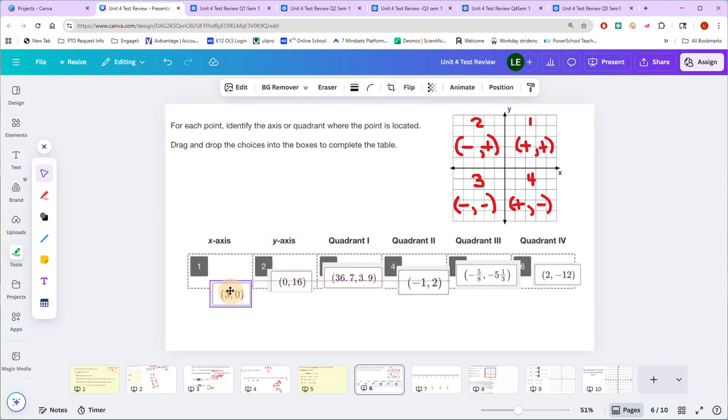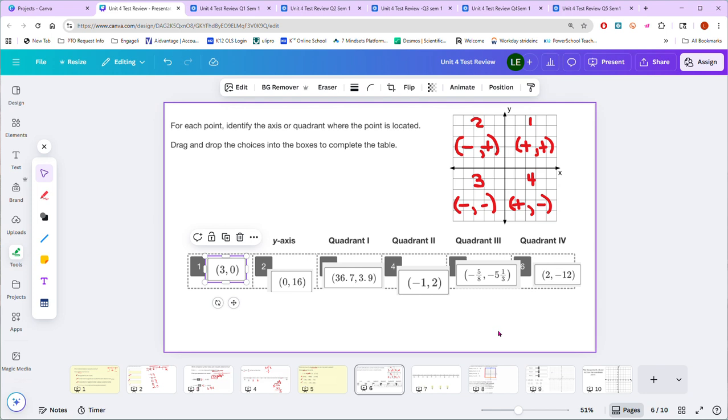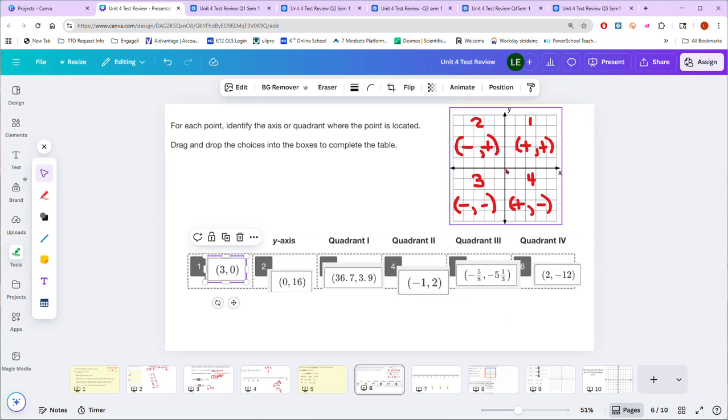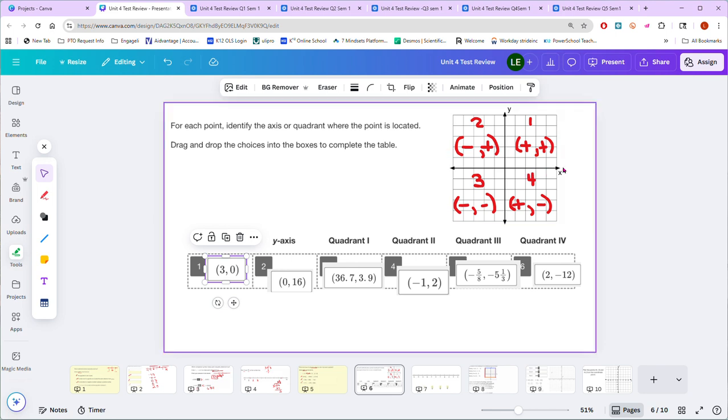And then that means this is the only one that's left. It's 3, 0, but let's check it out. So 3, 1, 2, 3, but I'm not moving up or down. So I'm on that x-axis right there.